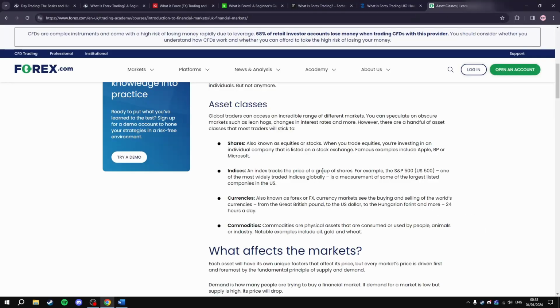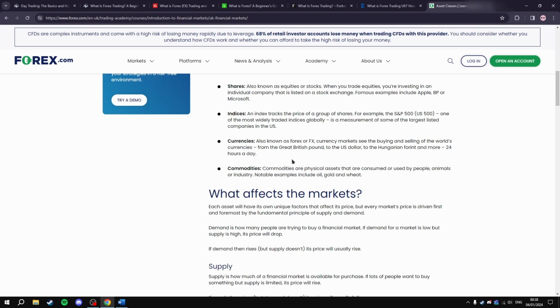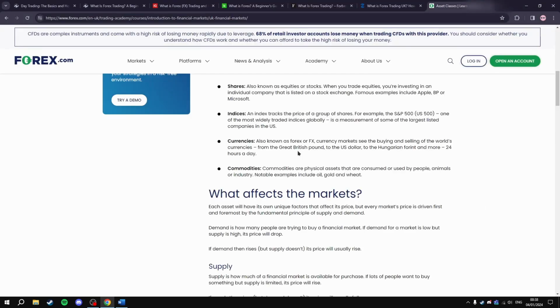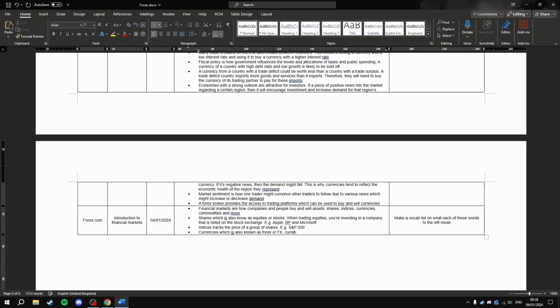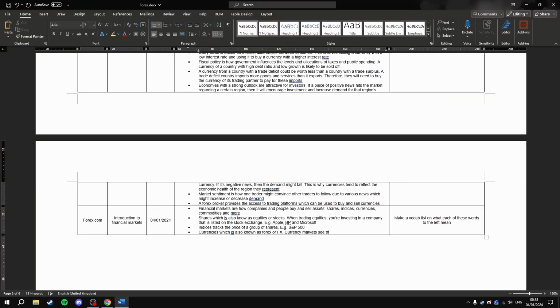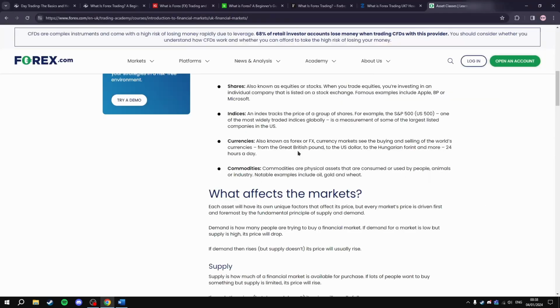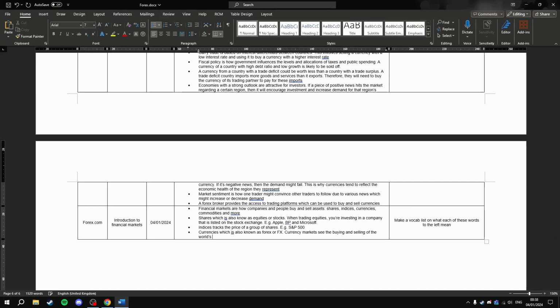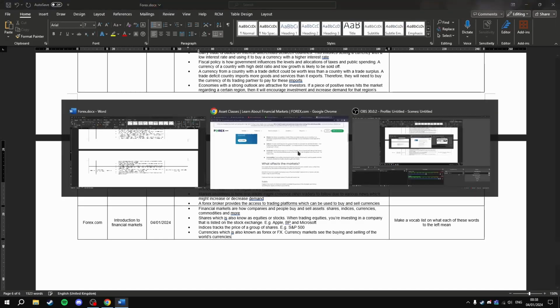Currencies, also known as Forex or FX. Currency markets see the buying and selling of the world's currencies.